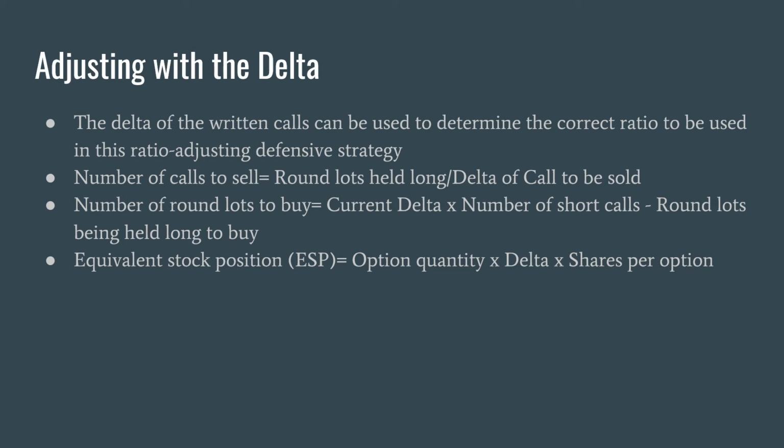When establishing a new position, one must first decide how many shares of the underlying stock he could buy before utilizing the formula. The number of round lots to buy equals the current delta times the number of short calls minus the round lots being held long to buy. If a negative number results, stock should be sold, not bought. An equivalent stock position, or ESP, equals the option quantity times the delta times the shares per option. This is the most general approach, and it could be applied to any strategy.